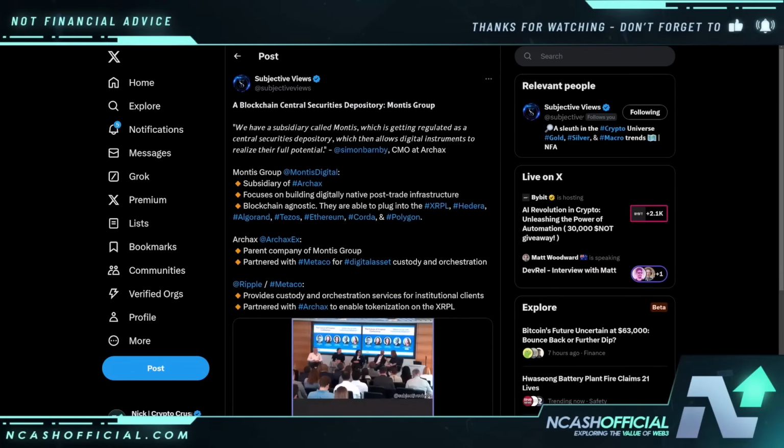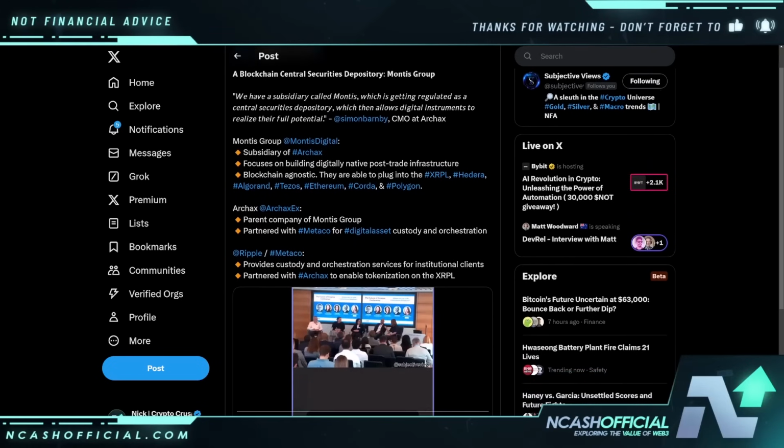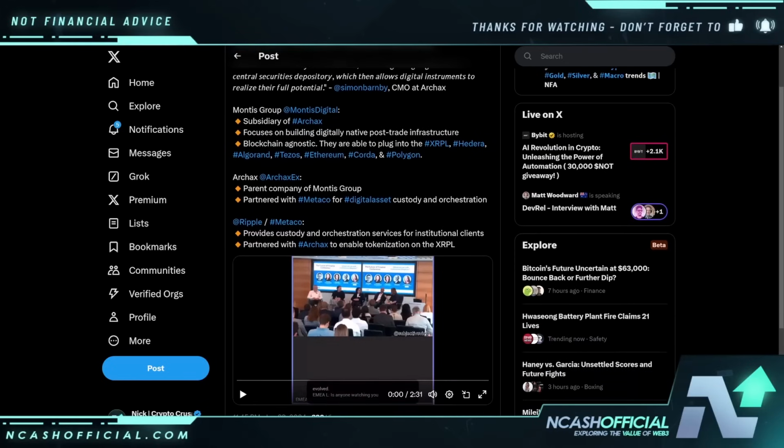the financial space. And over here, again, big shout to Subjective Views, a blockchain central securities depository, Montes Group. We have a subsidiary called Montes, which is getting regulated as a central securities depository, which then allows digital instruments to realize their full potential. This is a big deal, and this is coming from the CMO at Archix. And Montes Group is a subsidiary of Archix, focuses on building digitally native post-trade infrastructure, blockchain agnostic.